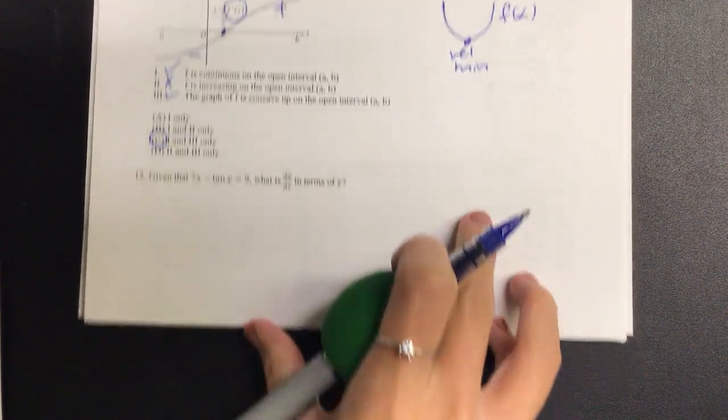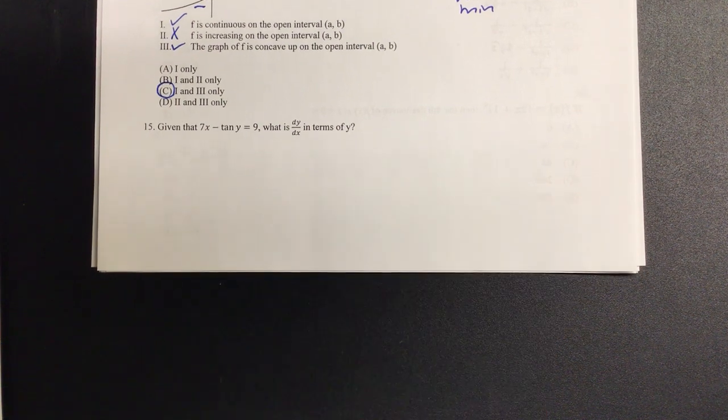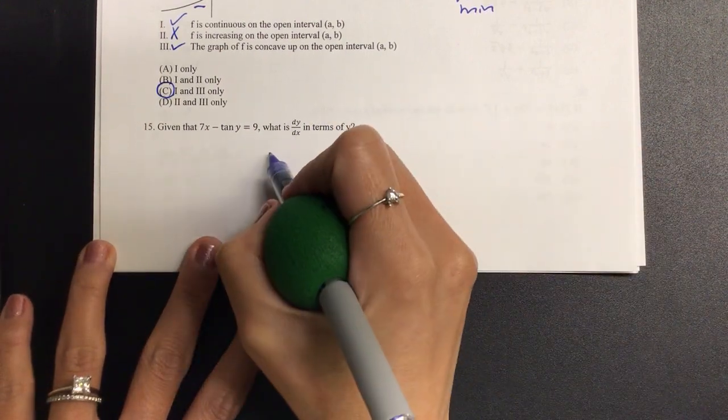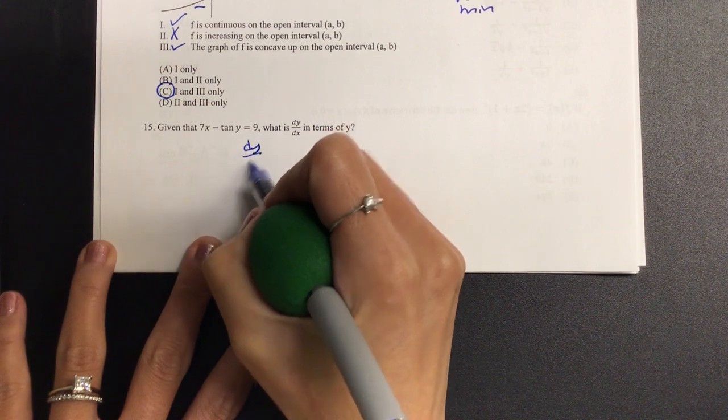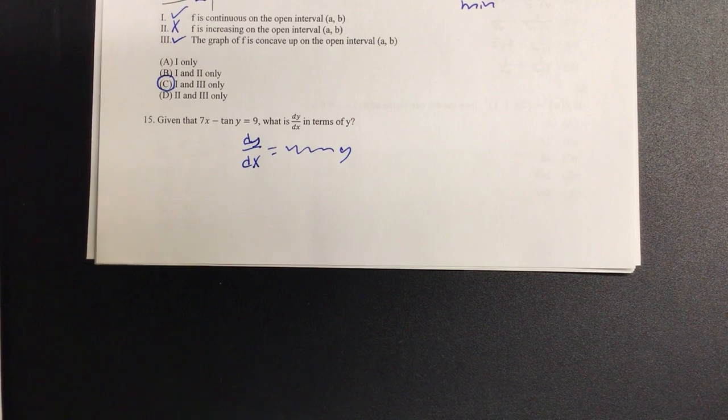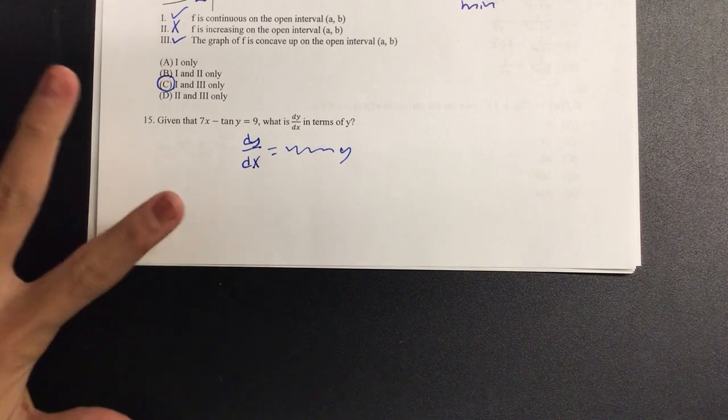Okay, number 15, Kira, let's read. Given that 7x minus tangent of y equals 9, what is dy over dx in terms of y? When it says dy over dx in terms of y, your final equation is going to have dy over dx by itself and something in terms of y. So let's go ahead and derive.